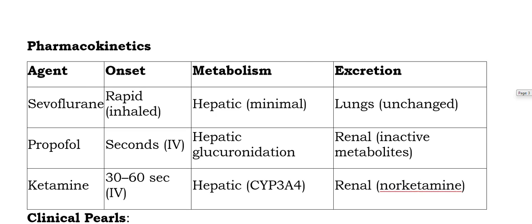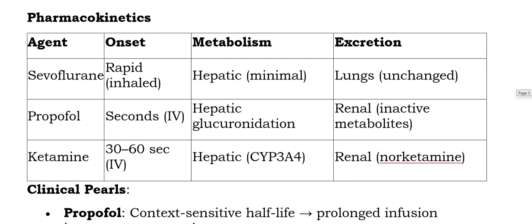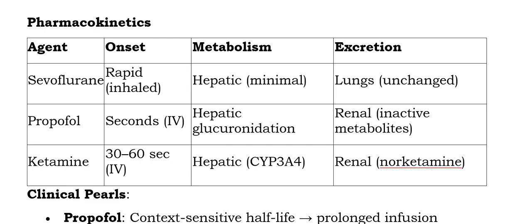Which leads us nicely into pharmacokinetics, absorption, distribution, metabolism, excretion, ADME. The document has that handy table for sevoflurane, propofol, and ketamine. Yeah, that table's a great summary. Sevoflurane, inhaled, rapid onset, mostly breathed out unchanged, very little metabolism. Okay. Propofol, even faster onset, heavily metabolized by the liver, kidneys excrete the inactive stuff. Right. Ketamine, onset in maybe 30 to 60 seconds, metabolized by the liver's CYP3A4 enzyme. Kidneys clear the metabolites, including that active norketamine. It just highlights the different paths these drugs take through the body.